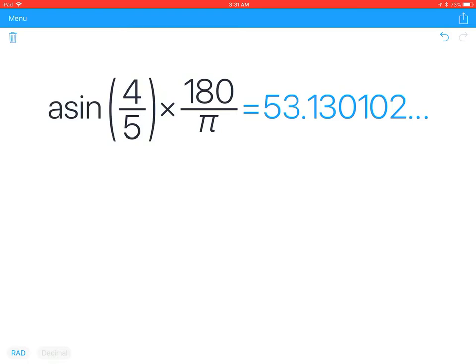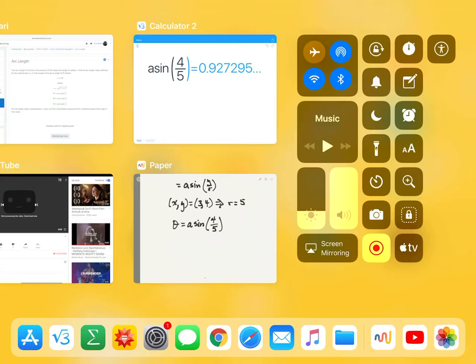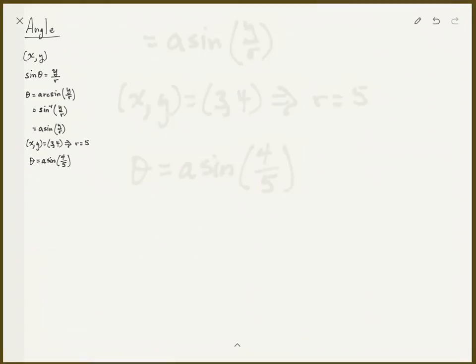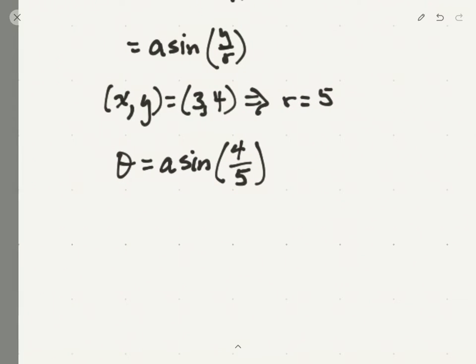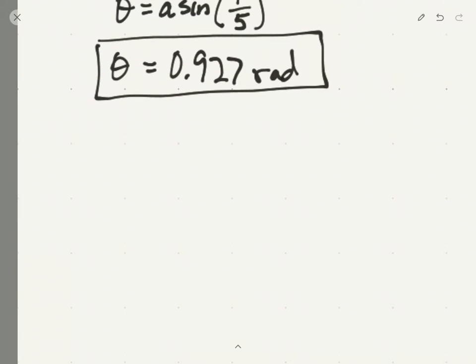But we don't want that. We just want this value. 0.927. So that is 0.927 radians. Okay? Now, that's one way of doing it.